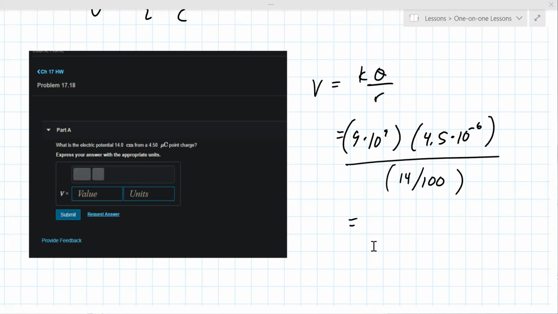All right, so I get 2.9 times 10 to the fifth volts. You might have gotten something that wasn't in this form, but I've just converted it to that. That's correct. Great. All right, we'll move on to the next one. Hopefully 17.26. Yeah, this is maybe a one stepper again.